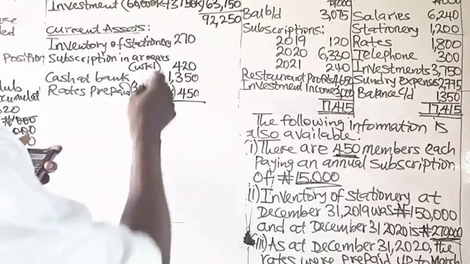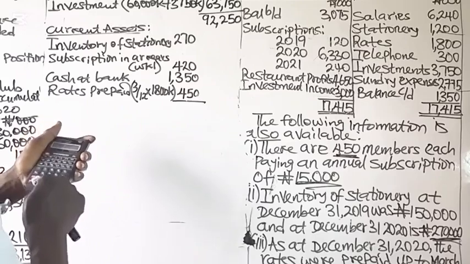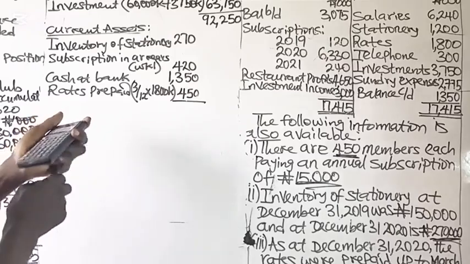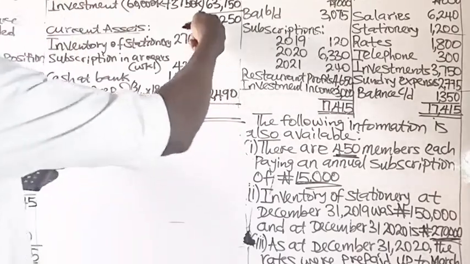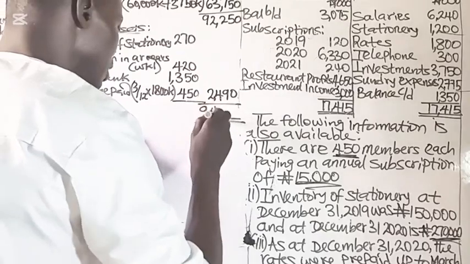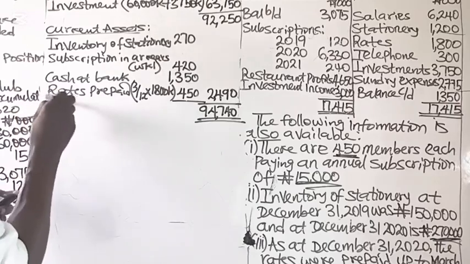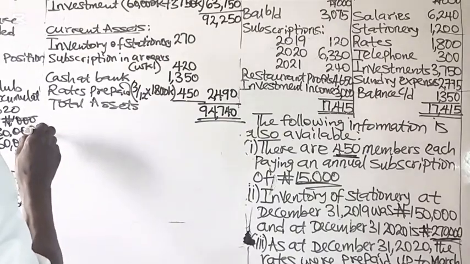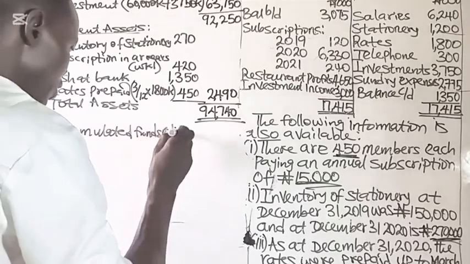So we sum up the current assets. We have 450 plus 1350 plus 420 plus 270. Our current asset is totaled 2490. If you add the current and the non-current asset of 92,250, we have 94,740. That is the total assets. After total assets, the next section is accumulated funds and liabilities.